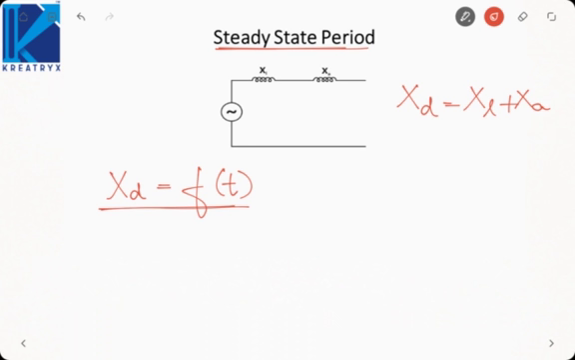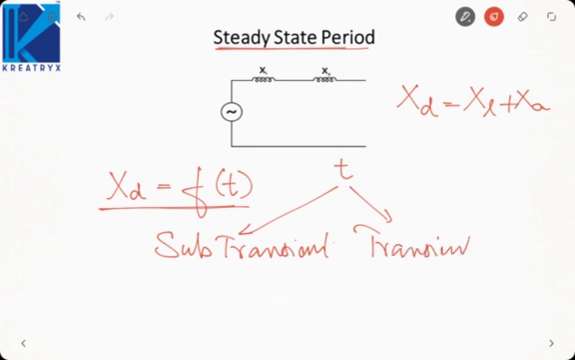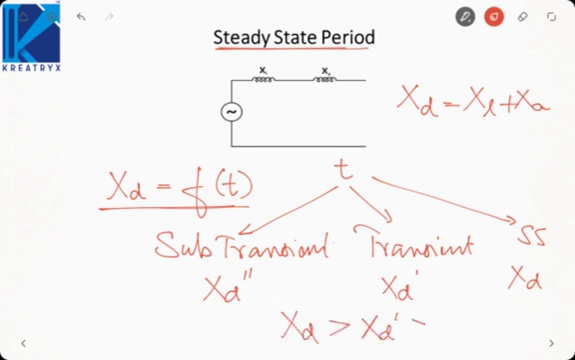So we have divided the time into 3 periods. One is your subtransient, second one is your transient, and last one is your steady state. Here we define the reactance as Xd double dash, here Xd dash, here Xd. And if we compare the values, it will come out to be like this. So reactance will go on increasing as the current goes on reducing in case of a synchronous machine.